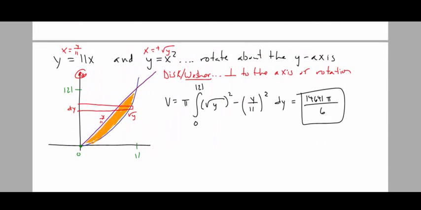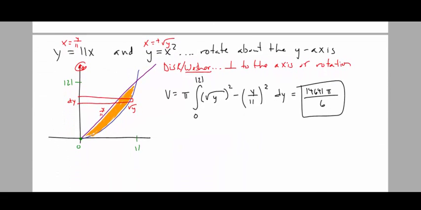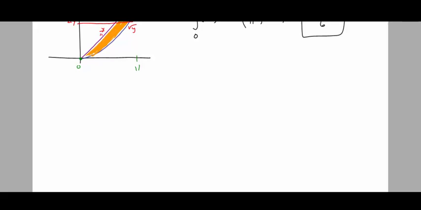So that's the idea of the disk and the washer method. If you're touching your axis of rotation, it's the disk. If you're not touching the axis of rotation, it's the washer. But it's the same general formula. Part of it just collapses to 0. Now some of these can get a little tricky when we're rotating about a line that's not an axis.